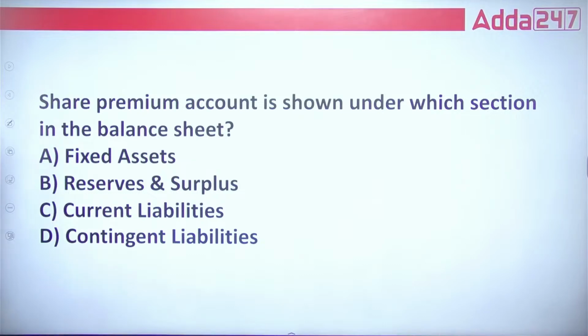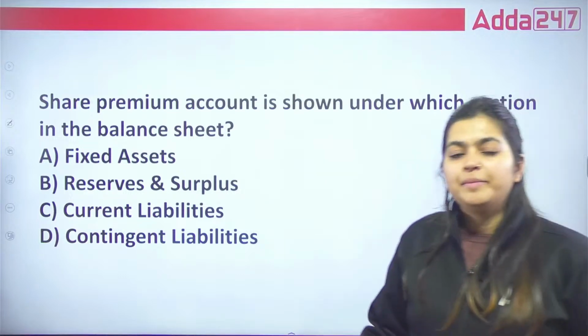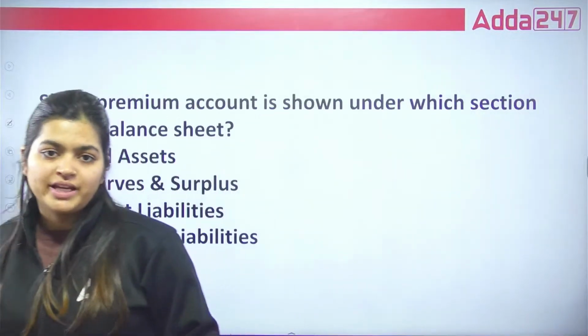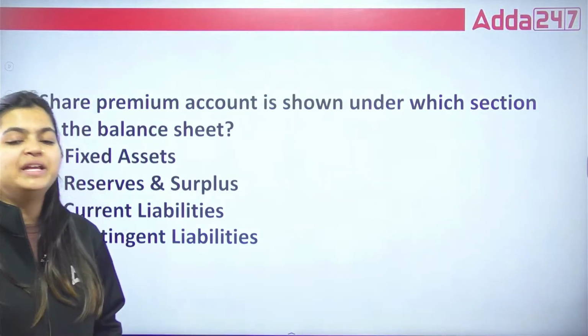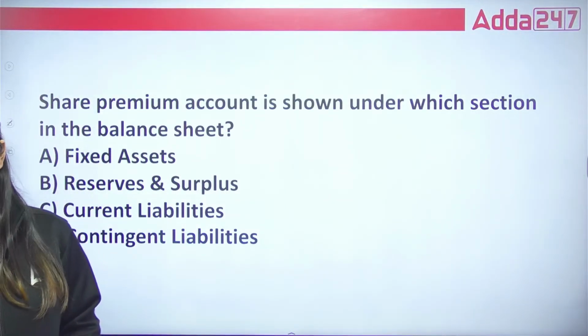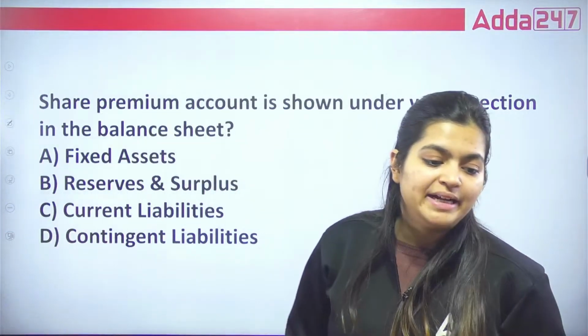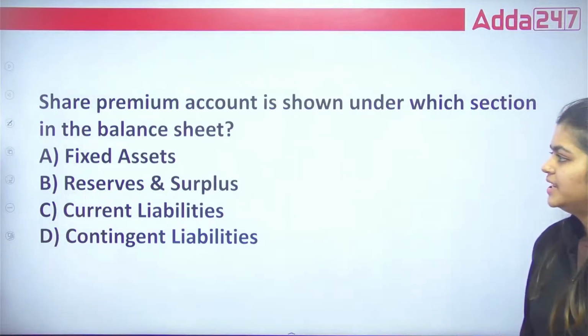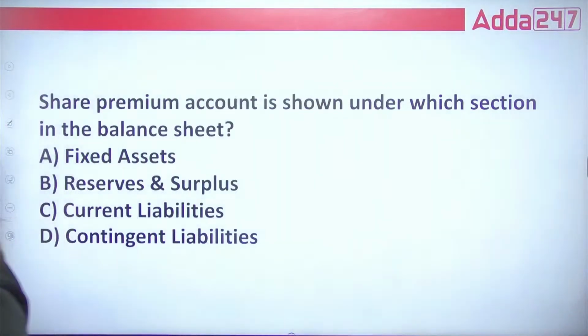Share premium amount. When you're preparing the balance sheet as per Schedule 3, under which head are you going to show this share premium account? Fixed assets, reserves and surplus, current liabilities, contingent liabilities. Tell me, under which head?